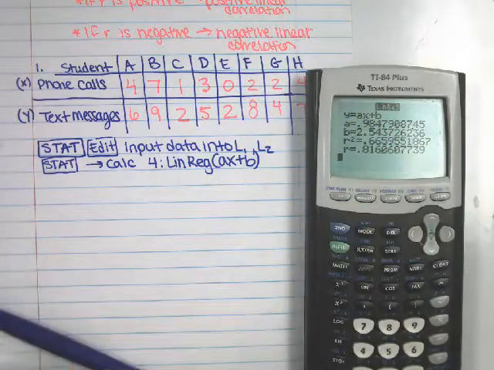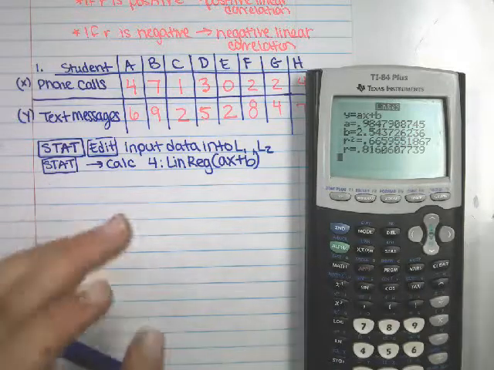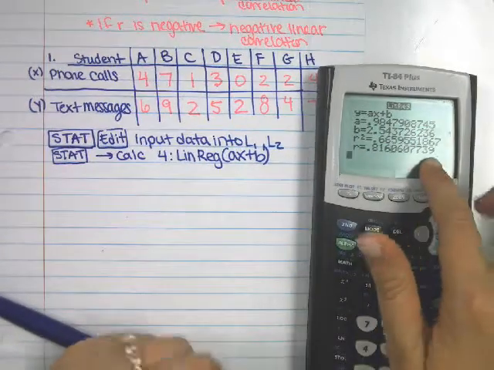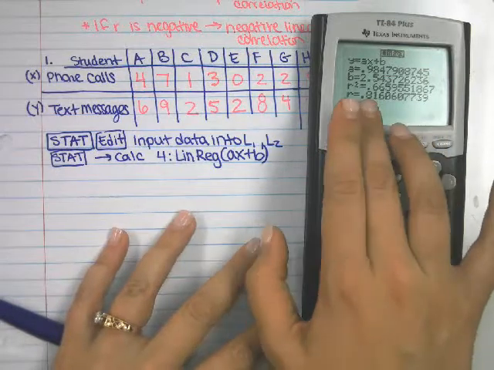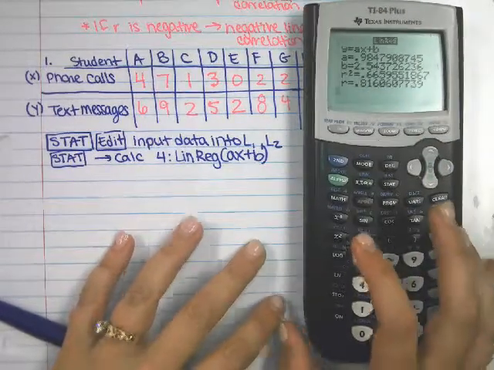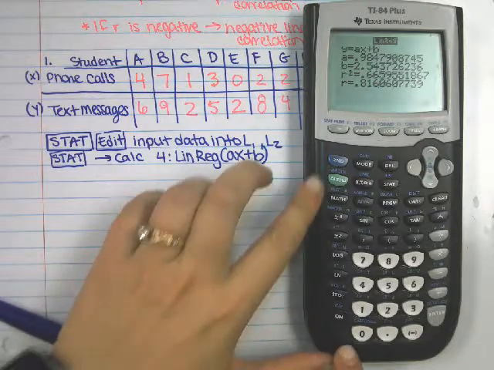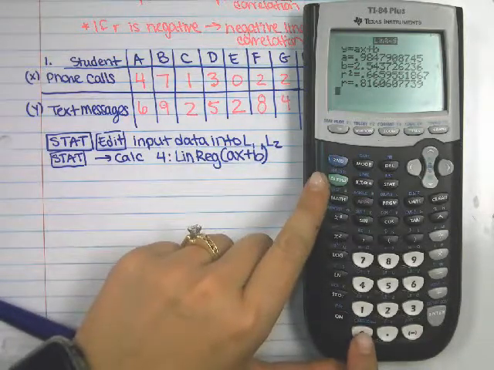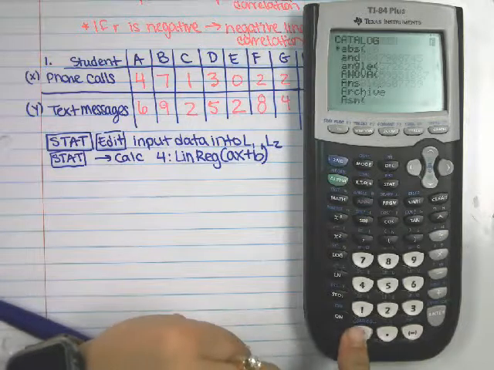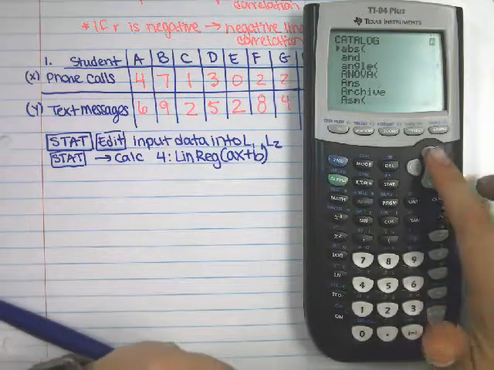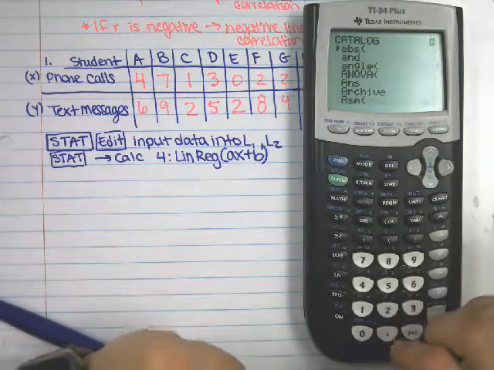I don't know why they make you turn this diagnostic piece on to show you your R value, but they do. So I already turned mine on, but if yours did not show this R or this R squared, then you need to follow these steps. So you're going to go to the catalog, which is over 0. So second 0 brings you here. I want to go to diagnostics.